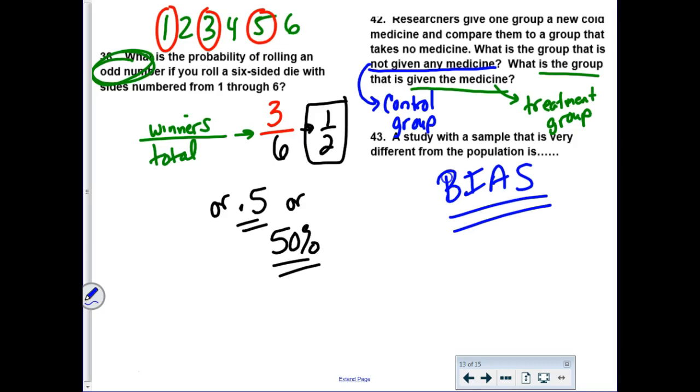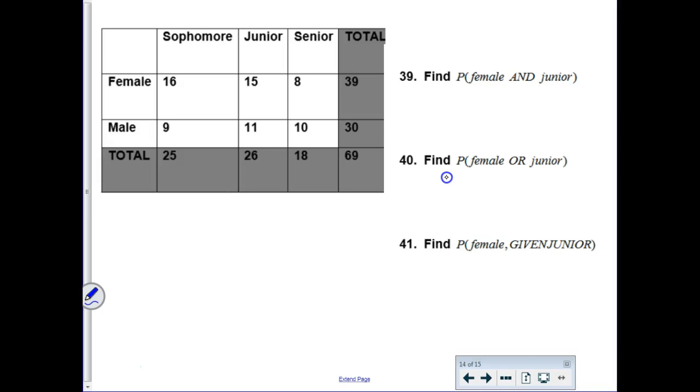All right, couple more probability things. Of course, our test wouldn't be finished without a chart. The good news is this chart does have totals on it, so that's helpful. So I want the probability of female and junior. So let's get this out of the way. What should be my denominator? The total, 69. Very good. So go find how many people are female juniors. Female junior, these 15 ladies right here.